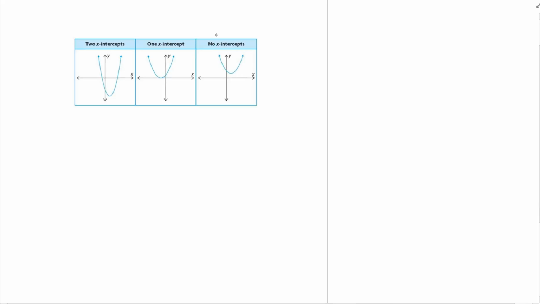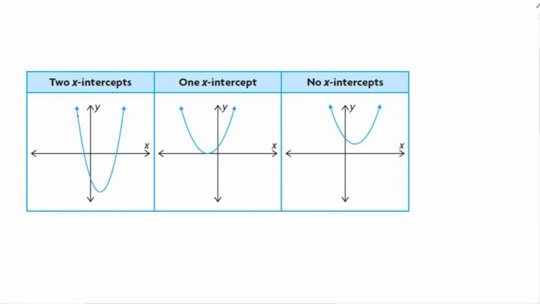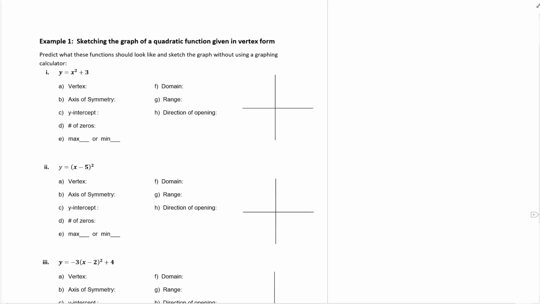And then you have this, I think, at the bottom of your page there. So the 2 x-intercepts, 1 x-intercept, and no x-intercepts. And what we're talking about are these roots here. And here, the last one doesn't cross at all. Let's try a couple of examples out and see where this is all heading.